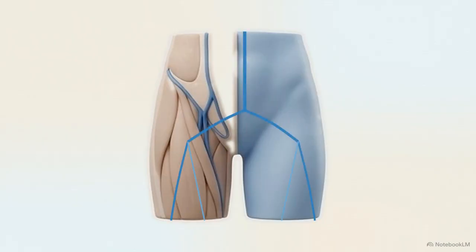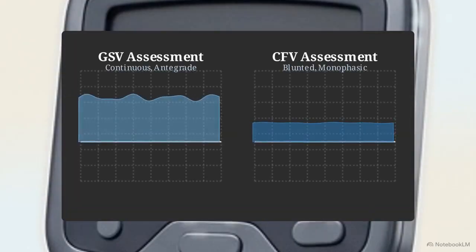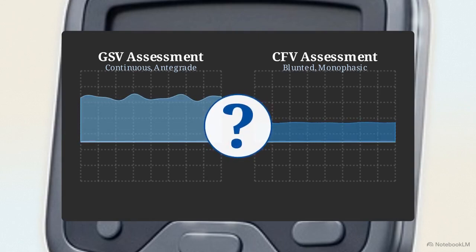Collateral pathways act as emergency fire escapes. Track the deep lumbar, sacral, intermediate, and iliofemoral networks, paying specific attention to the suprapubic cross-growing pathway. Let's test this logic. If you are scanning a post-DVT patient and find continuous antegrade flow in the GSV paired with a monophasic CFV waveform, what is your diagnosis and immediate next step?